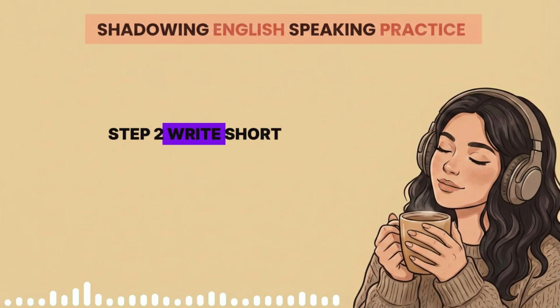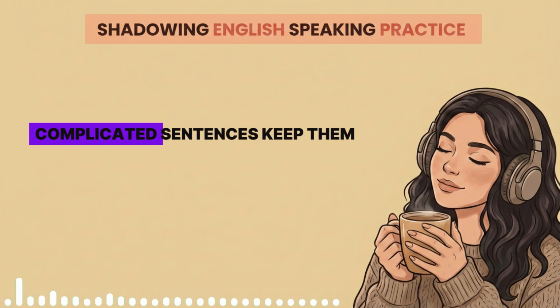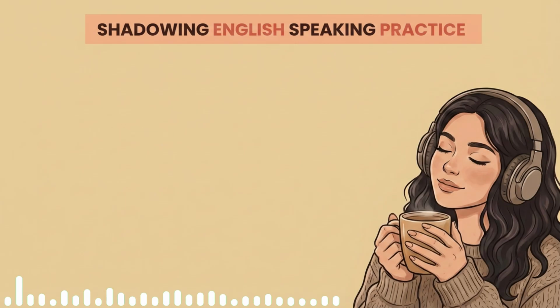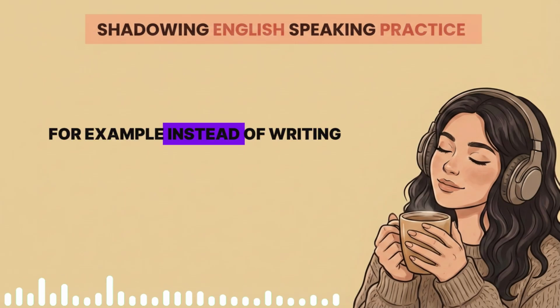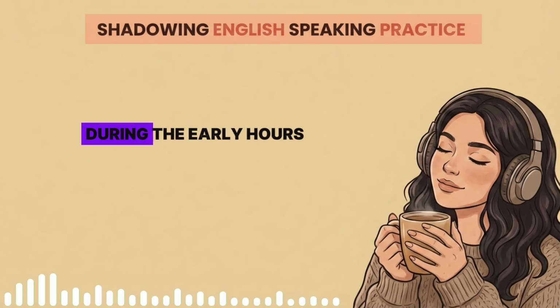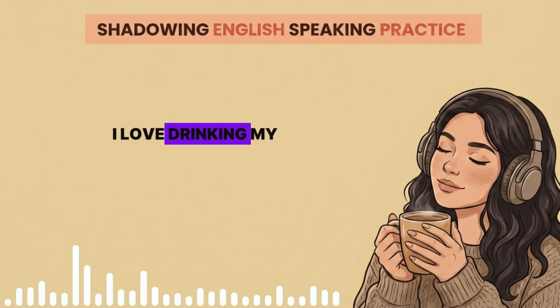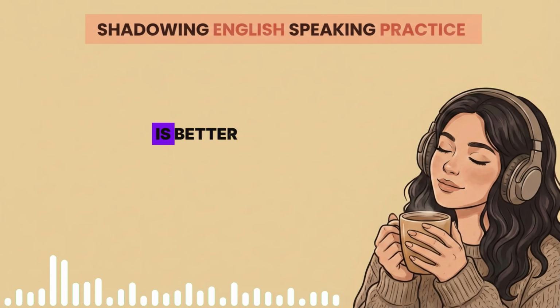Step 2. Write short, simple sentences. Don't write long, complicated sentences. Keep them short and natural. Think about how people really speak. For example, instead of writing, "I frequently enjoy consuming coffee during the early hours of the morning," write, "I love drinking my coffee in the morning." See the difference? Simple is better.